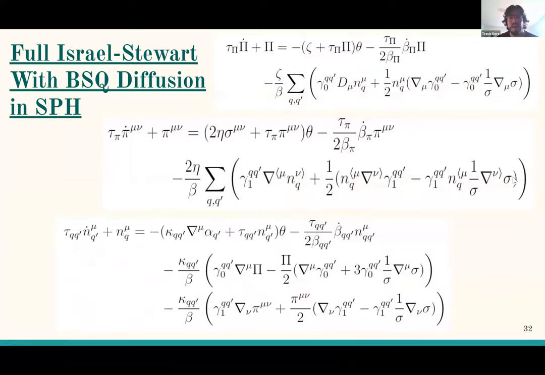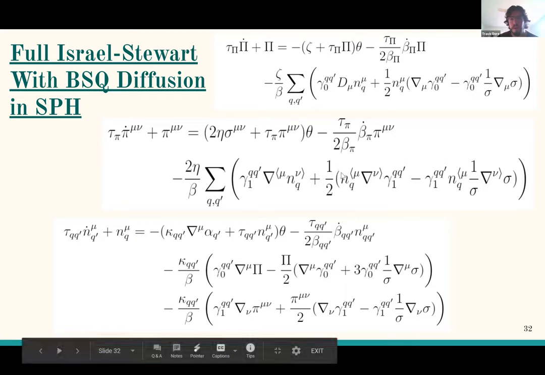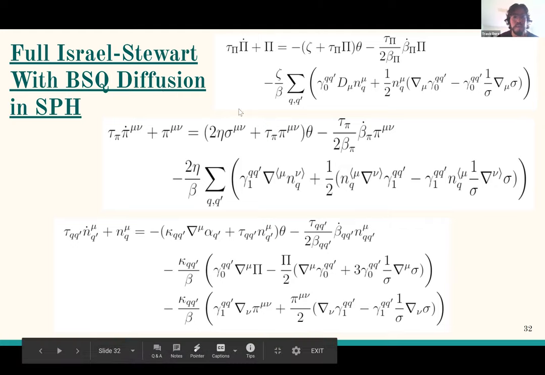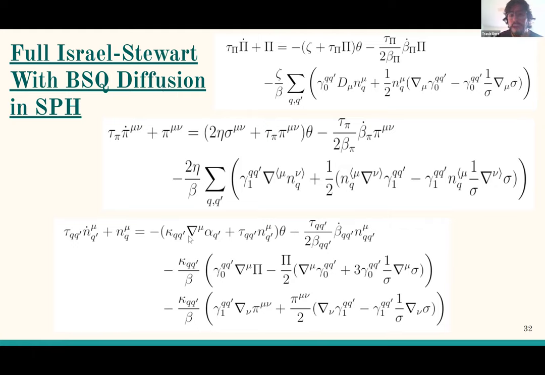So the idea then is to do the same thing for full Israel-Stewart. So with BSQ coupled diffusion in SPH, with those extra SPH terms, and then this is kind of what you get out. So I want to stress that this wasn't calculated. These equations here were not calculated in a kinetic theory sense. So we didn't do kinetic theory, but actually we took the phenomenological approach that Israel and Stewart take in their paper, where they derive the relaxation equations for the viscous currents. They derive them by ensuring positive definite entropy production.